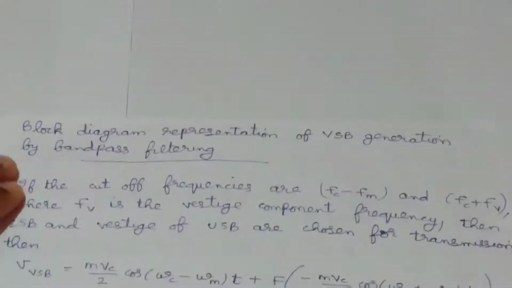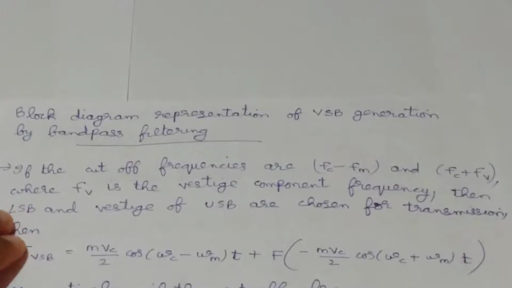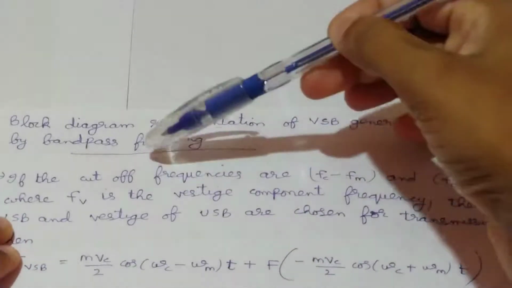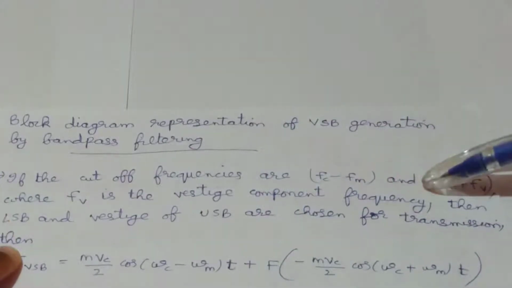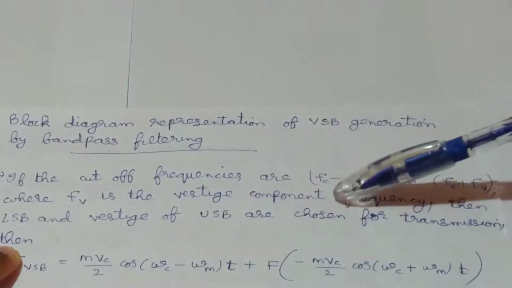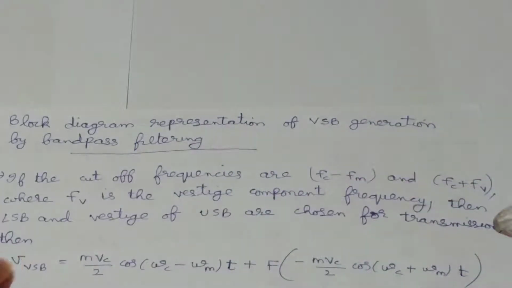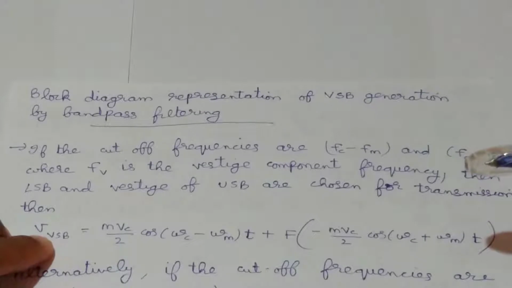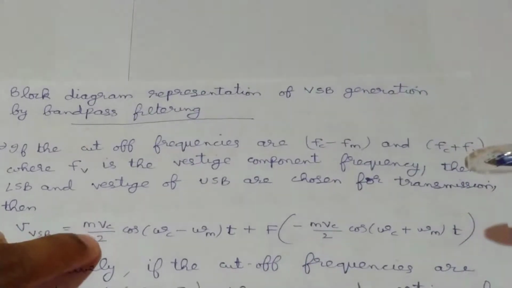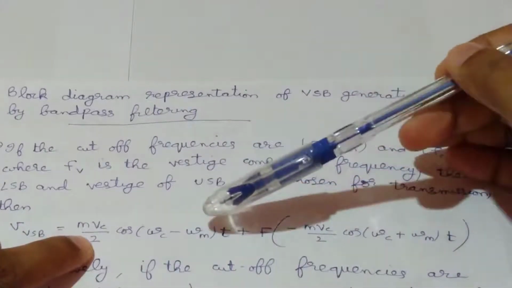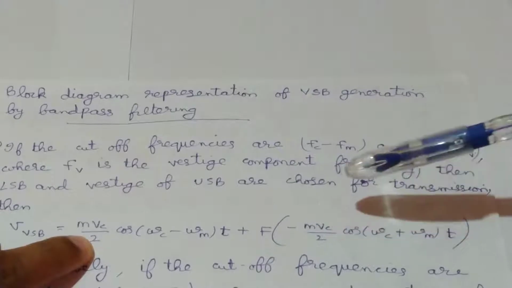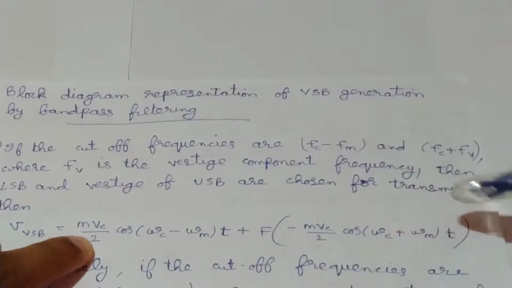Because in the vestigial sideband technique we are transmitting a full sideband and a fraction of the other sideband. So if the cutoff frequencies are Fc minus Fm and Fc plus Fv, where Fv is the vestige component frequency, then the lower sideband and vestige of the upper sideband are chosen for the transmission. Then the equation for the vestigial sideband signal will be Vsb equals MVc by 2 cos (omega c minus omega m) t plus a fraction of minus MVc by 2 cos (omega c plus omega m) t.